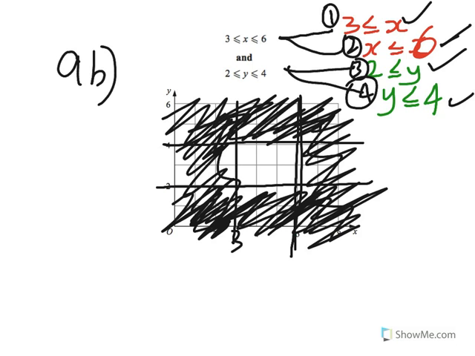Now we have to label the region which satisfies all these inequalities, which is this region, because all of the inequalities are satisfied here. All of this has been cancelled out, because we don't want any of that.